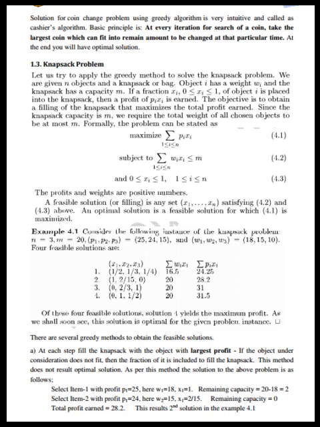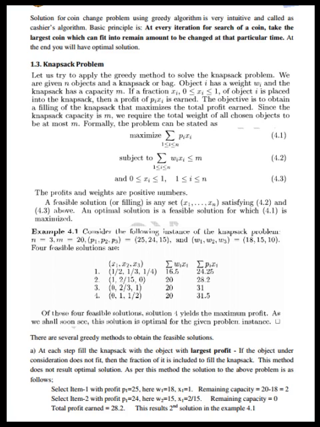Now let us see the knapsack problem. Let us try to apply the greedy method to solve the knapsack problem. We are given n objects and a knapsack or bag. Object i has a weight wi and the knapsack has a capacity m. If a fraction xi, 0 ≤ xi ≤ 1, of object i is placed into the knapsack, then a profit of pi xi is earned.